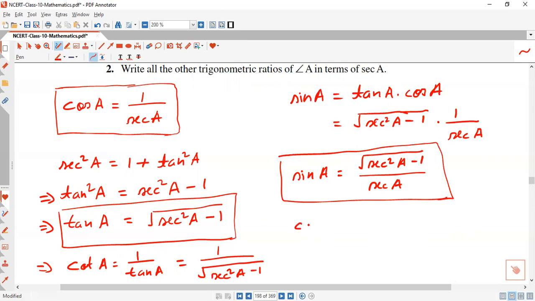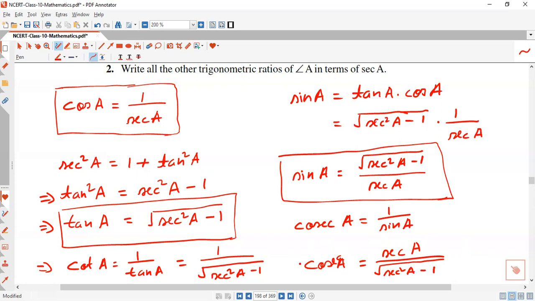Cosec A is a reciprocal of sin A. Cosec A is 1 upon sin A. So put the value of sin A here, and we are getting cosec A equal to sec A divided by under root sec square A minus 1. This is the answer of cosec A.